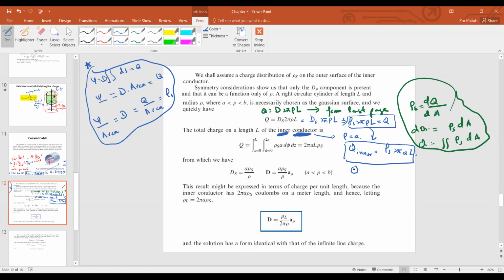And Q for the outer conductor is rho S 2 pi b into L. This is for the outer conductor. Inner conductor, outer conductor.